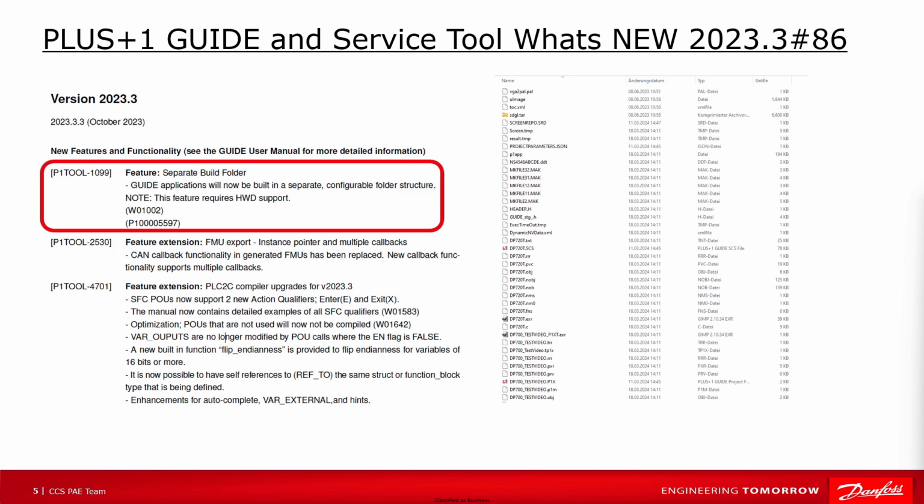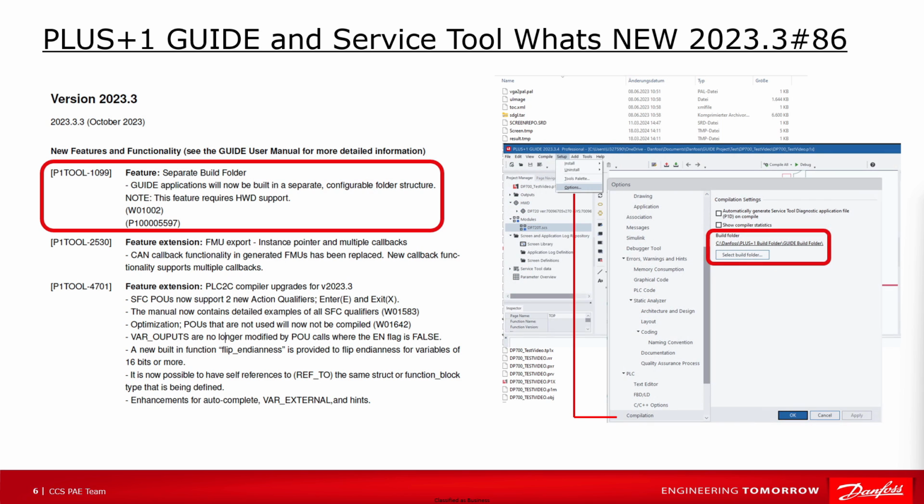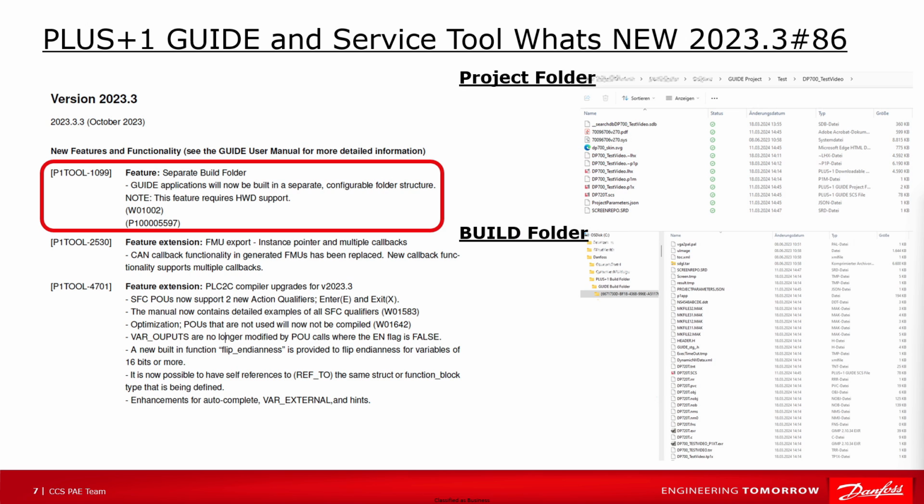Like in my example, the project folder looks like this with all the temporary files. Under compilation, I can set one build folder, which is the root folder, and each project will get this subfolder. As you can see, all temporary files are located inside this project-specific build folder, where the original cleaned up project folder only shows the main files.